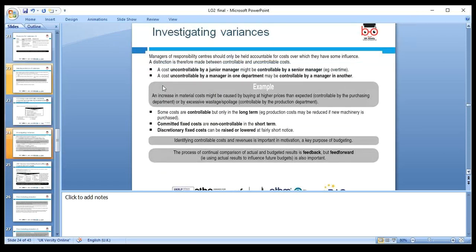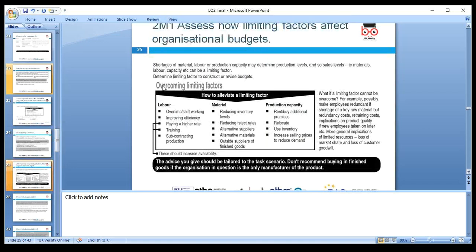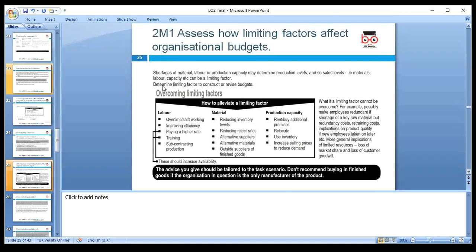Always investigate. Managers of a responsibility center should be responsible for things like material purchase and the warehouse. Yes, these are responsibility centers, and they should be responsible. This is called responsibility accounting.